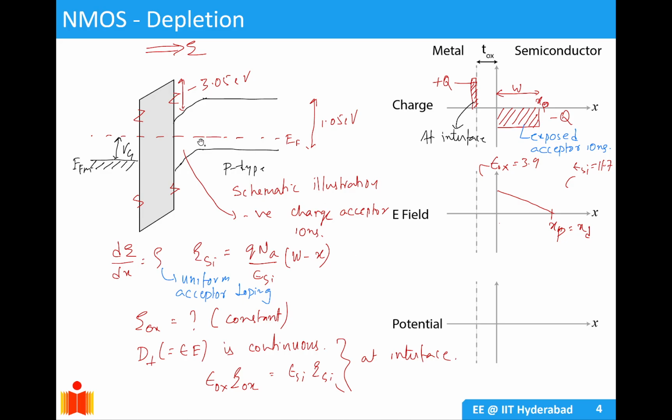Then the depletion region. When you apply a positive voltage at the metal interface, the metal shifts down. So it also shifts the bands of the p-type semiconductor down.